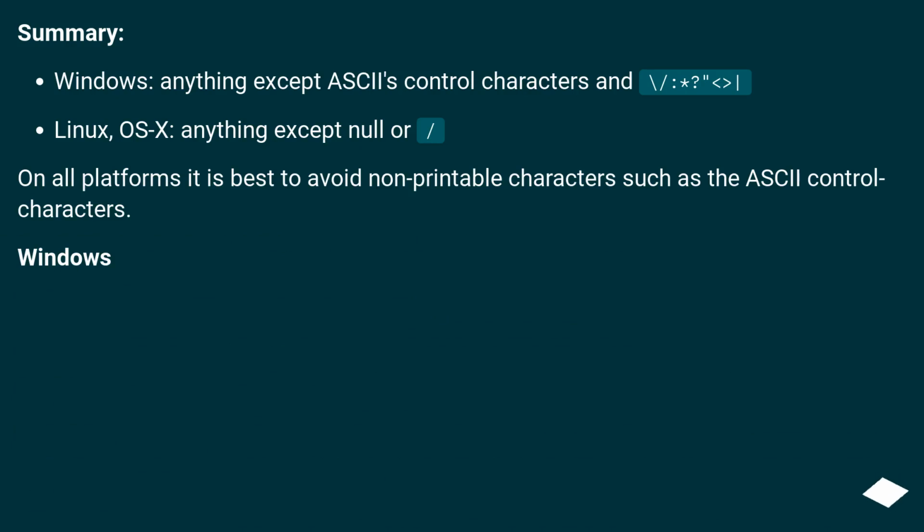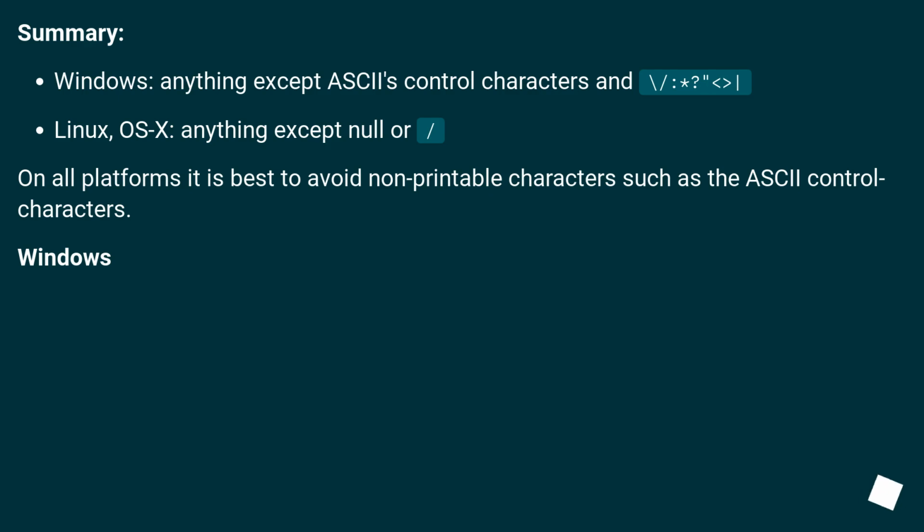Summary. Windows: anything except ASCII's control characters and \ : ? < > |. Linux, OS X: anything except null or slash. On all platforms it is best to avoid non-printable characters such as the ASCII control characters.